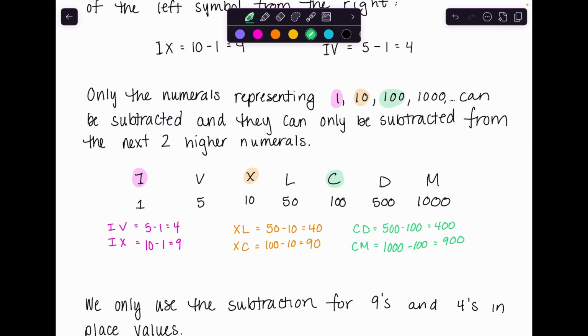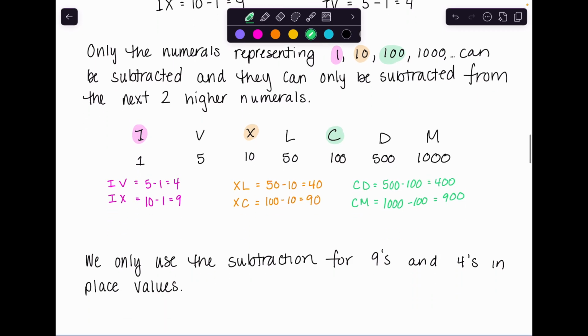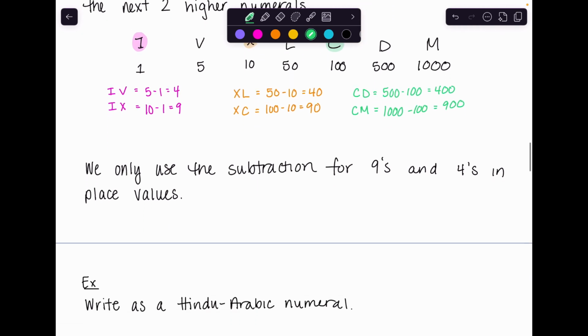So when we're going to write in Roman numerals, you just have to keep an eye. Do you have a 4 or 9? Okay, if I do, I have to write that with subtraction instead, okay? So we're going to try a few examples where we're going to write as a Hindu Arabic numeral, and then we're going to take that Hindu Arabic and write it as a Roman numeral.